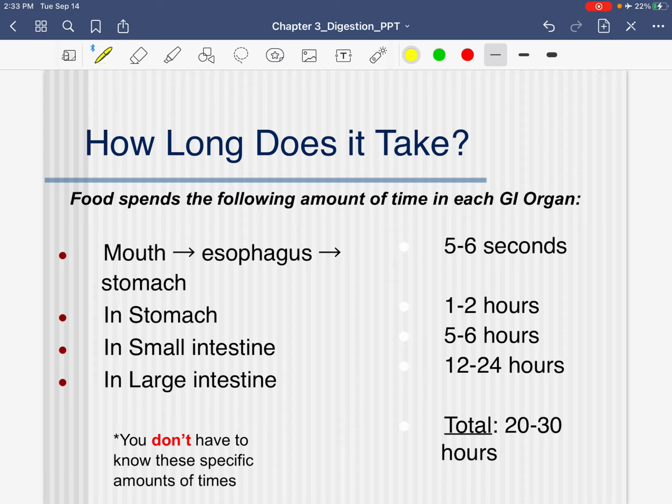Okay, you don't have to know these times. I ended up adding this because so many people asked. I think one thing that surprises people is how quickly food gets from the mouth down to the stomach. It doesn't take very long. Likewise, people are often surprised at how long it takes for the whole process, but you don't need to know these.